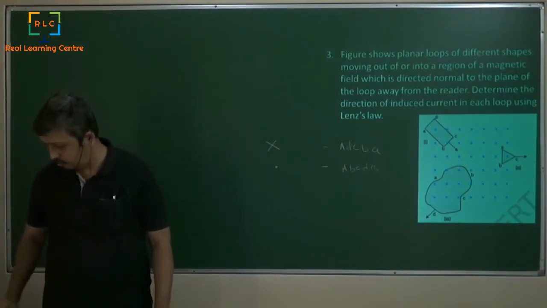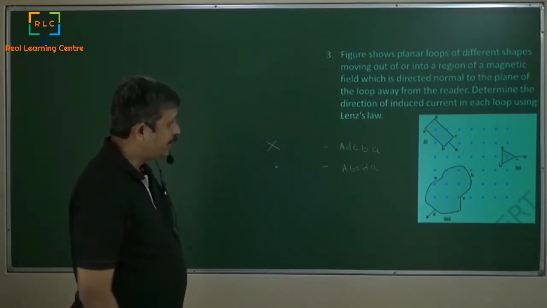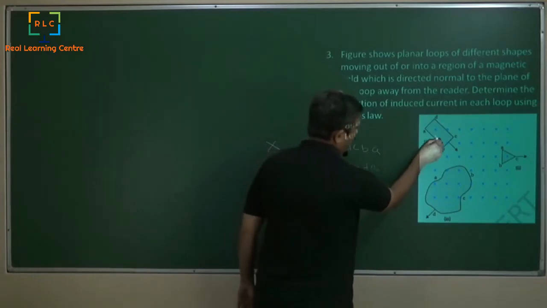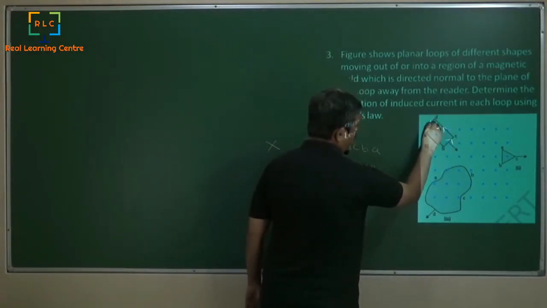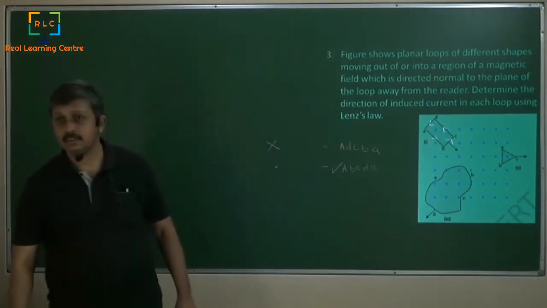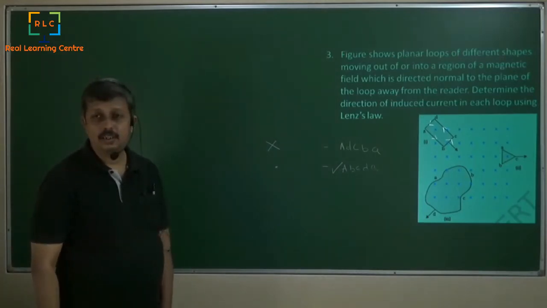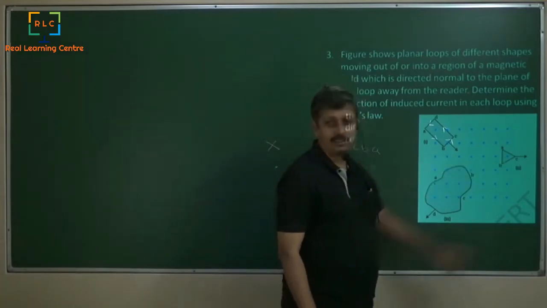So the answer to this question is, the current gets produced in this direction. That means like this. This is the direction. Now let us look at what will happen to the second one.